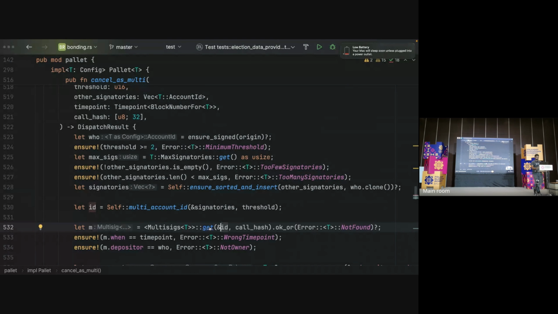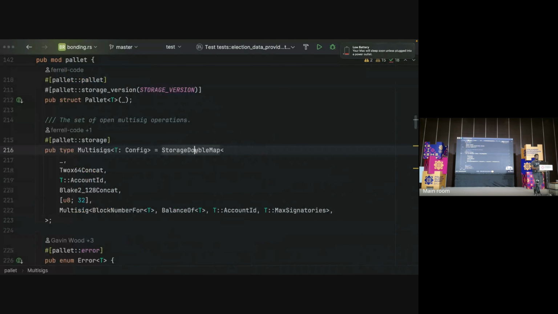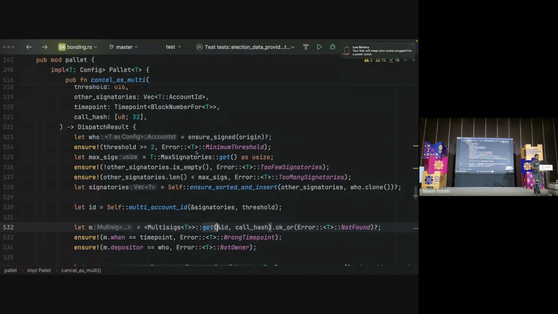So again, if you look, this is a storage double map, which means it has key 1 and key 2. So key 1 is the ID, the account ID that we generate, and key 2 is some hash. If it was a storage map, you would do just one key.